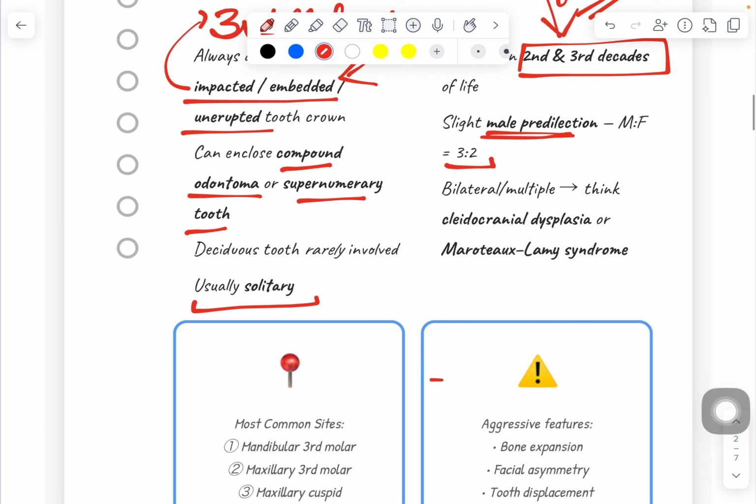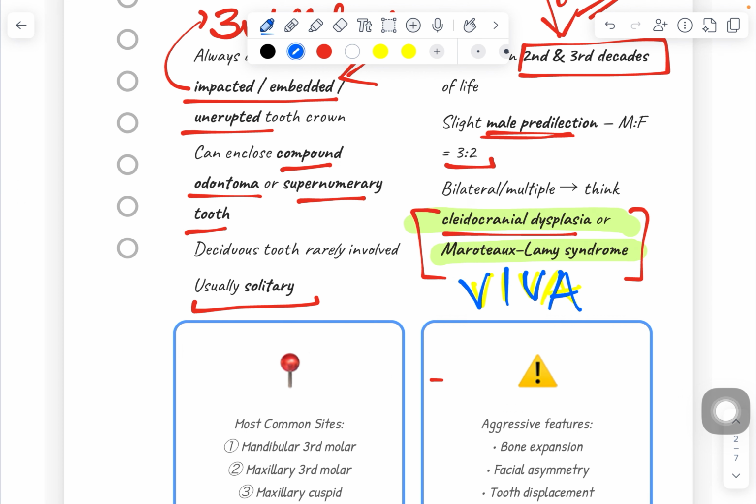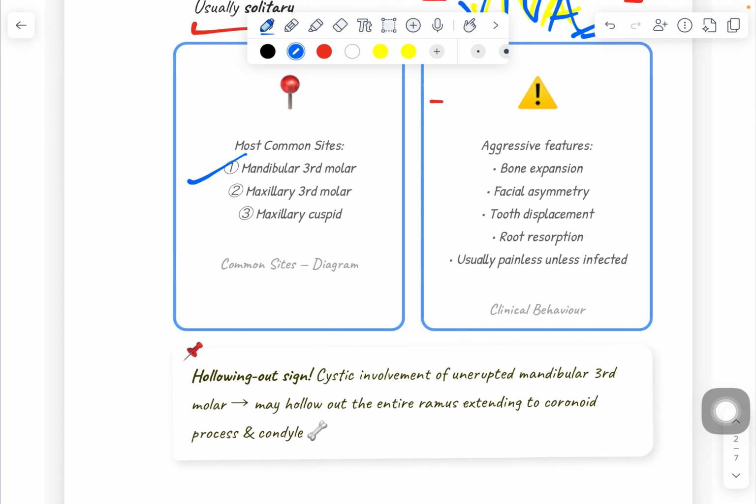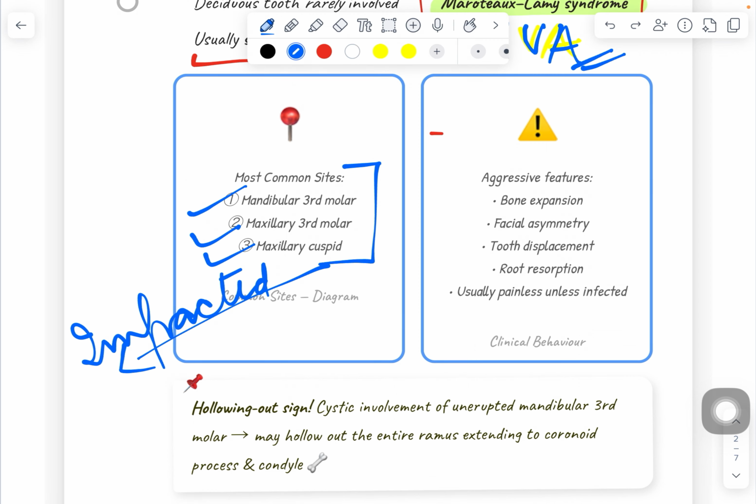Bilateral multiple, basically associated with two syndromes. Very important viva question. Which two syndromes? Cleidocranial dysplasia and Maroteaux-Lamy syndrome. These are the two syndromes that are associated. Done. Most common site: mandibular third molar, maxillary third molar and maxillary cuspid. Why is it associated with these three teeth? Because these are the teeth that are mostly impacted.